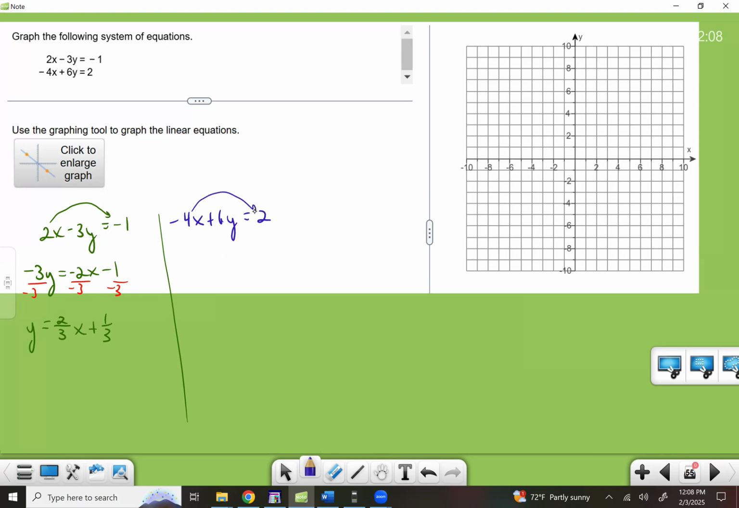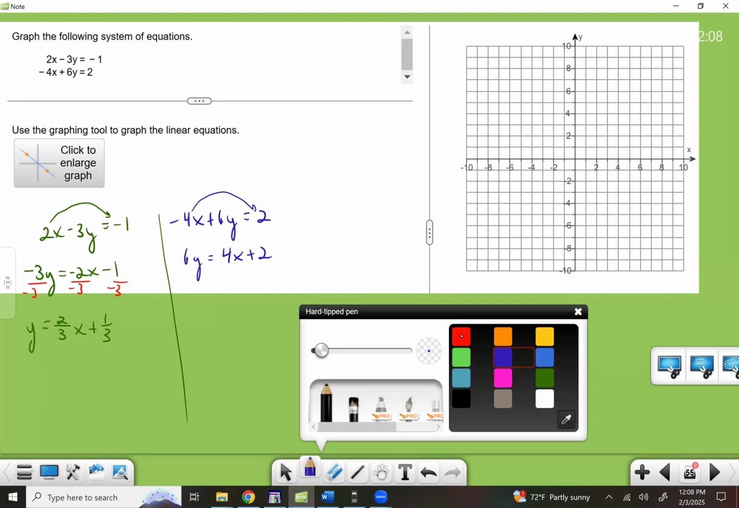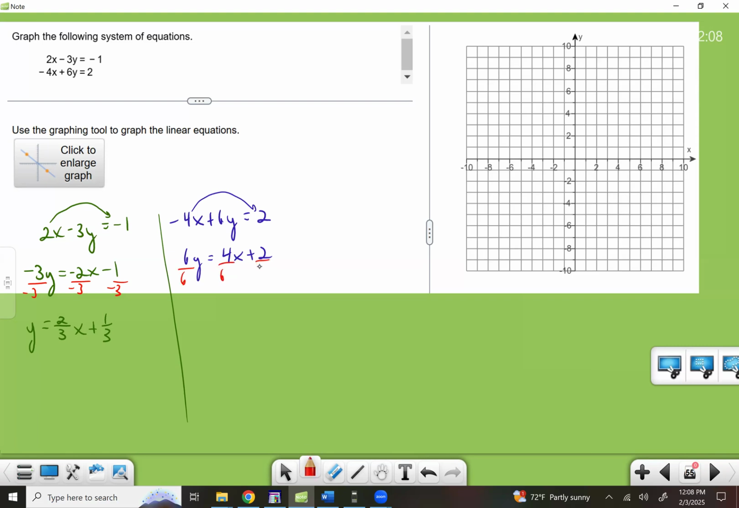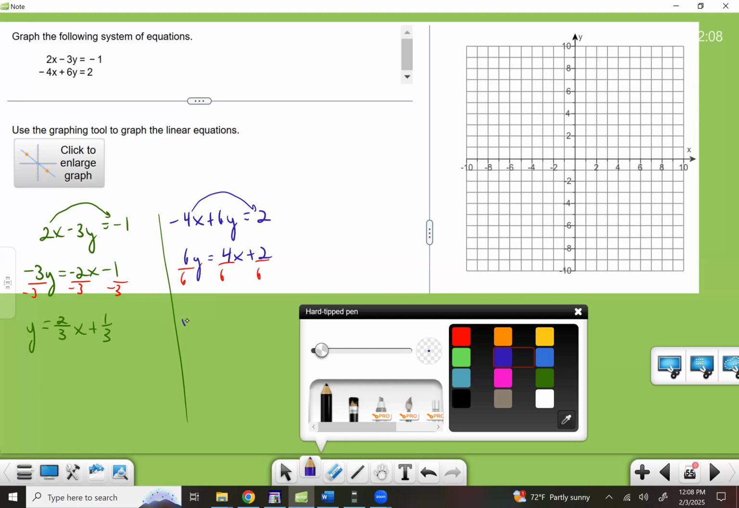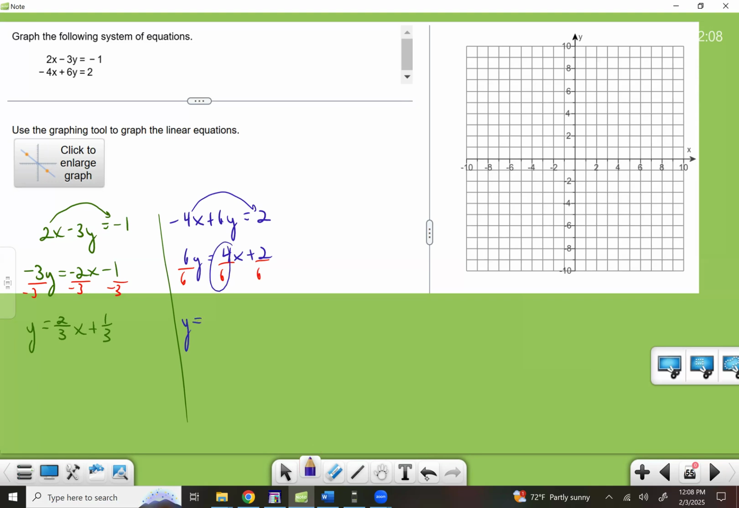All right, let's go in here and look at this other one. So we're going to move the 4x over to the other side, so it'll be positive, sorry. And then we'll divide by 6 to each one of the terms. So we end up with y equals, now 4 over 6, we're going to have to divide the top and the bottom by 2 to reduce this fraction. So we're going to get 2/3. And then same thing with 2 over 6. We're going to have to divide by 2 to both the top and the bottom. So we're going to get positive 1/3.